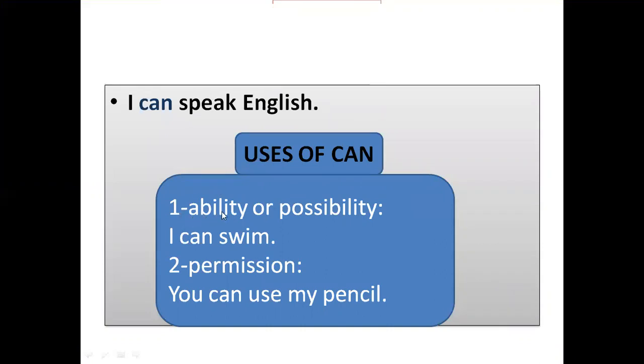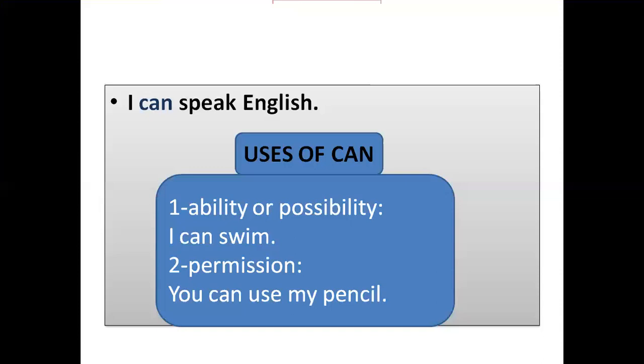Number one, ability or possibility. Ability means that I'm able to do something or it is possible to do it. For example, I can swim. So here I'm able to swim or it is possible to swim. Another example, I can speak French. So I am able to speak the French language.